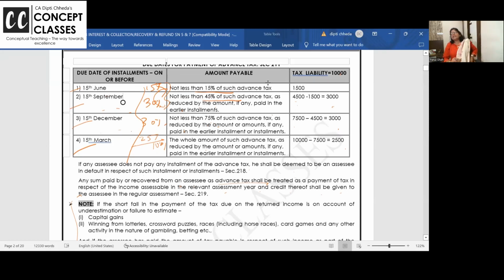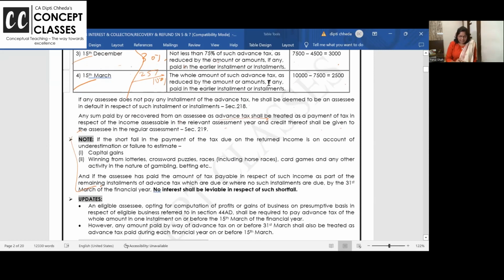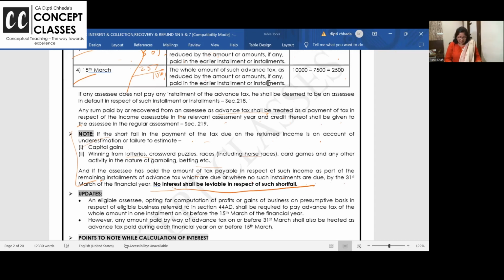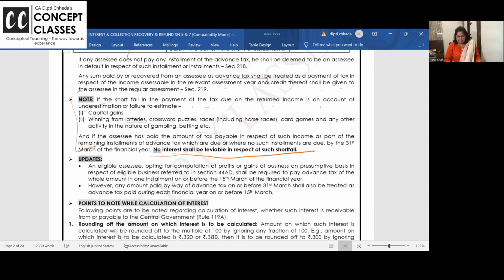So of course you can pay it in one installment, but no benefit to you. And second case, if there's a delay. Okay, read this. If the shortfall in the payment of tax is on account of underestimation or failure to estimate capital gain or lottery, casual income, which you cannot predict, and if the SSC has paid the amount of tax as a part of the remaining installments which are due, or where no such installments are due, then no interest will be charged on the shortfall. Clear? Okay, these are not very latest amendments, but very important updates for the interest.